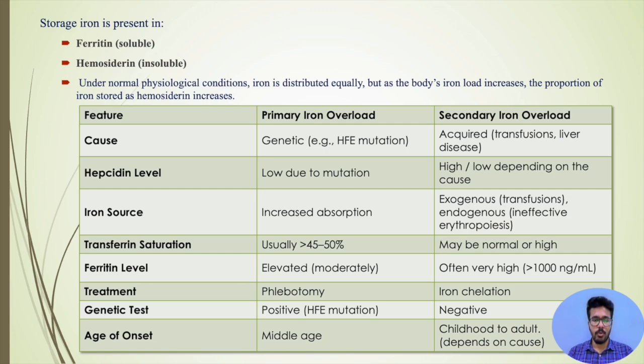Genetic testing is usually positive due to HFE gene mutation in primary overload, whereas in secondary the genetic testing is negative. The age of onset is usually seen in middle age groups for primary overload, and in secondary overload cases the age of onset may be childhood or adult. It depends upon the cause.